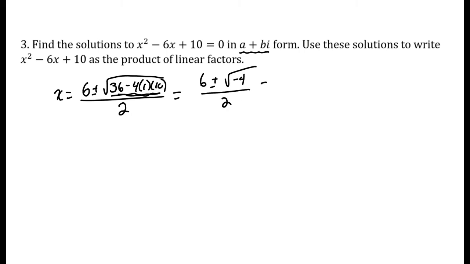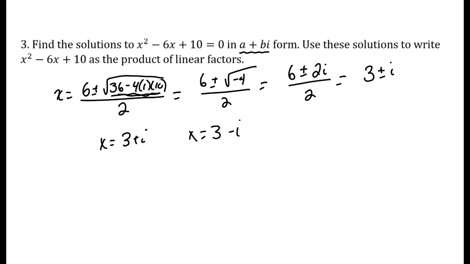But wait a minute, the square root of negative 4 is 2i, because the square root of 4 is 2, and the square root of negative 1 is i. So my solutions are 3 plus or minus i. So the zeros, my complex zeros here, are x equals 3 plus i, and x equals 3 minus i. So how does this help me factor it as the product of linear factors?